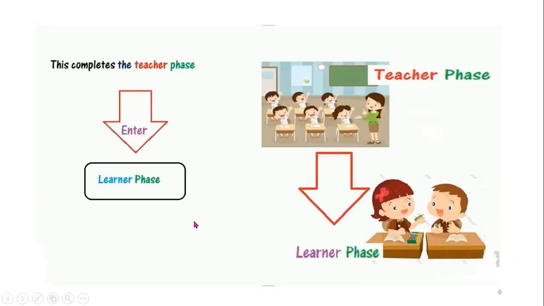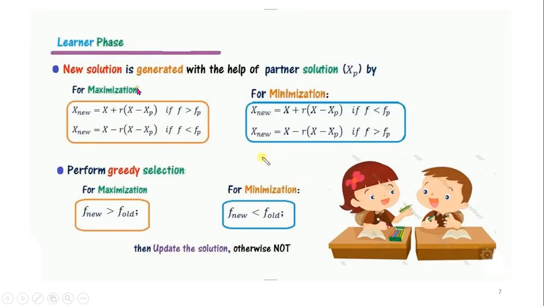After completing the teacher phase, we go for the learner phase. In the learner phase, a new solution is generated with the help of a partner solution, defined by xp. If the problem is maximization, then use this equation, and if the problem is a minimization problem, then use this equation, and then perform greedy selection. This is for a maximization problem, and this is for the minimization problem. Then update the solution if the condition is true, otherwise not.